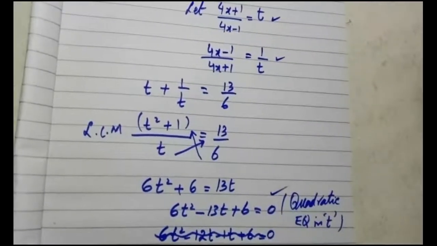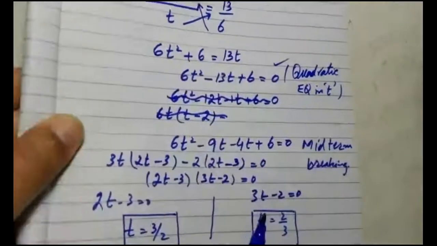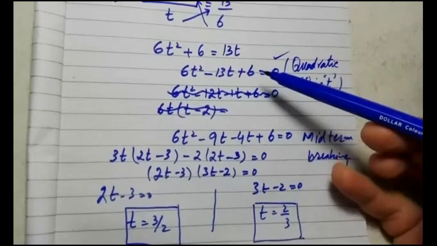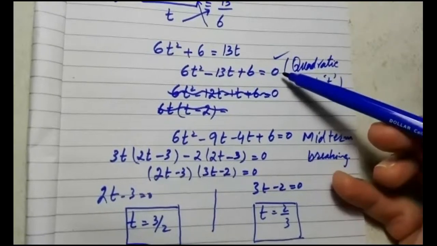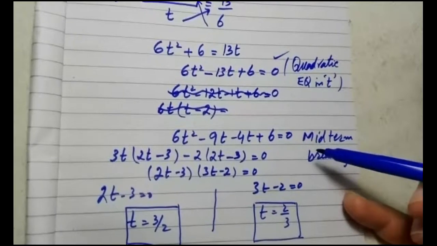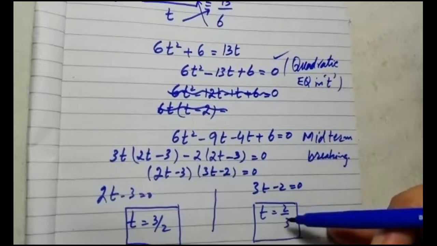And once a quadratic equation is formed, you have learned in the previous two exercises how to solve these types of equations. So this equation is quadratic in t, and we have solved it further by factorizing it using midterm breaking. By midterm breaking, we are getting the two answers: t is equal to 3 by 2, t is equal to 2 by 3. These are the answers of t.